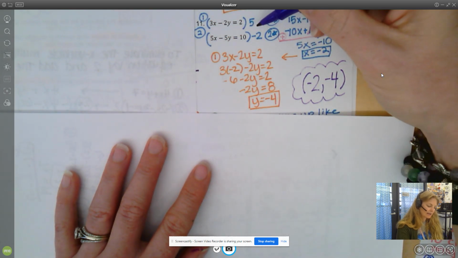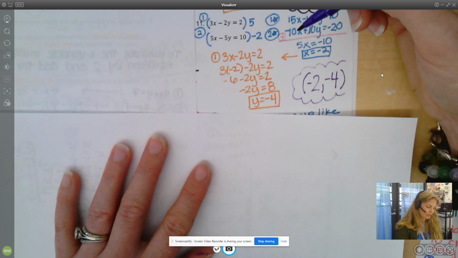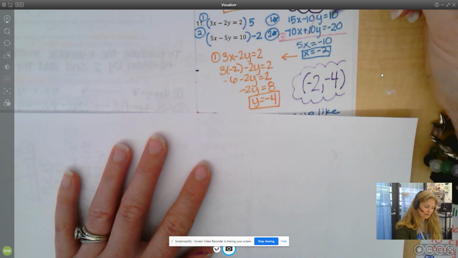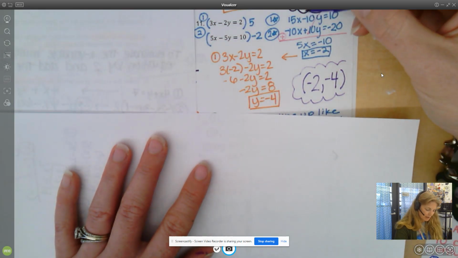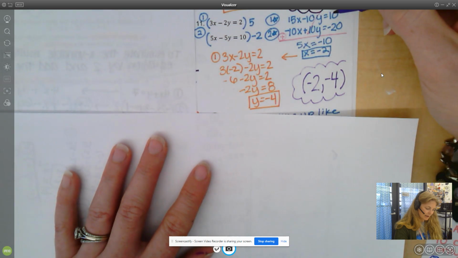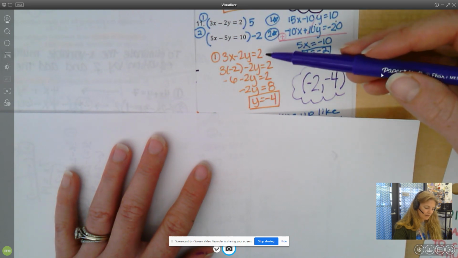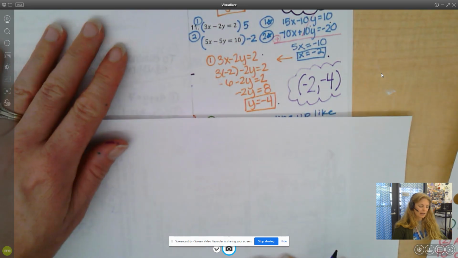So here I did need to multiply both of my equations again to create terms that are opposite. So sometimes you have to only multiply one equation, sometimes you have to multiply both. So here we have 15x minus 10y equals 10 and negative 10x plus 10y equals negative 20. The y is eliminated, and x is negative 2. Substitute that in to get y is negative 4, and writing your answer as an ordered pair, negative 2, negative 4.